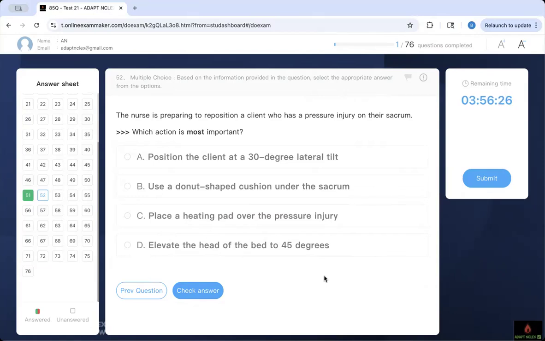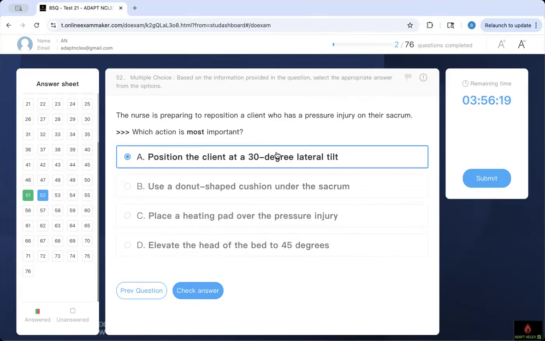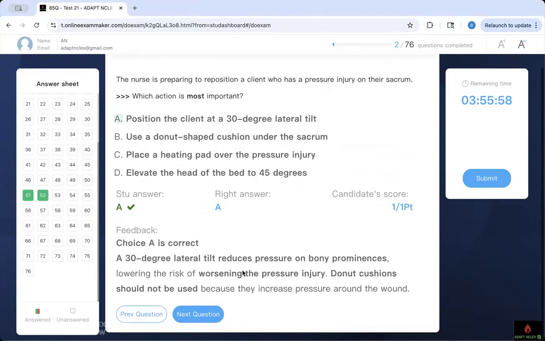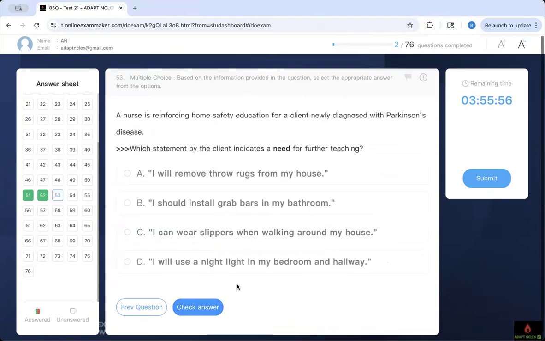Which strategy is most important? You pick your answer. Lateral tilt. This allows distribution of pressure across the whole body, and it's very, very important when you place the individual 30 degrees laterally to prevent pressure. A donut causes too much pressure. A heating pad is going to cause injury. Head of bed at 45 degrees, the whole body is still touching and there's pressure there. It's not the best answer.